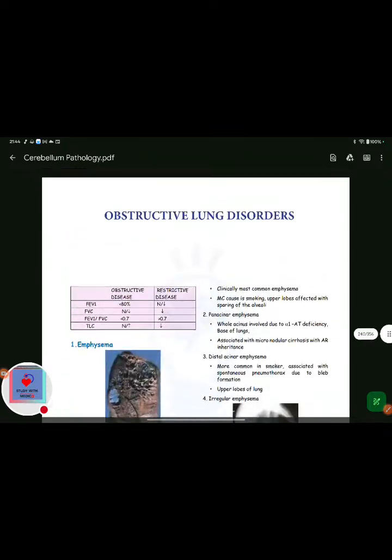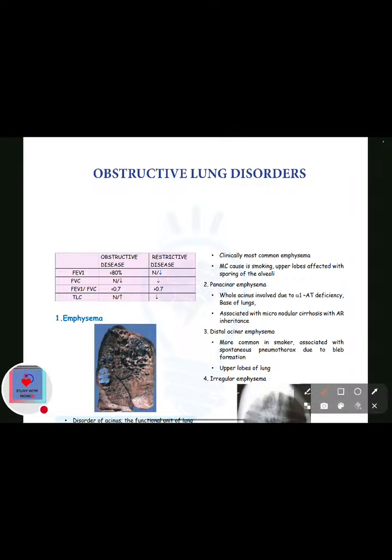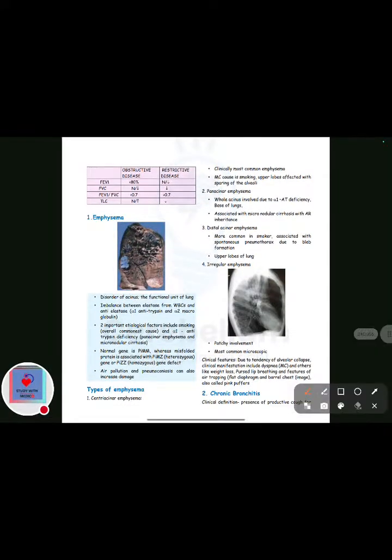Okay, so bronchiectasis belongs to chronic obstructive lung disorders. Chronic obstructive lung disorders are of different types. In the obstructive diseases, the FEV1 is less than 80, FVC is less than normal, the FEV1/FVC ratio is less than 0.7, and total lung capacity is normal or raised. So there are different types, like we have emphysema.